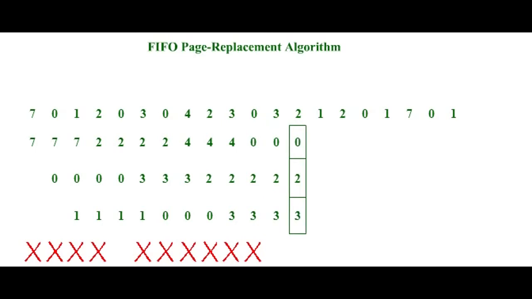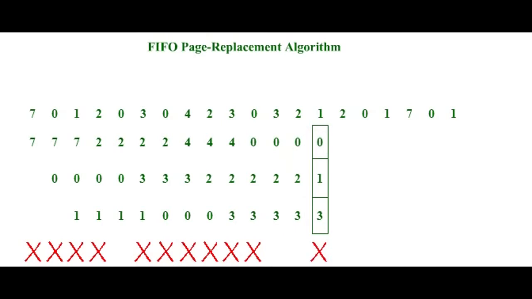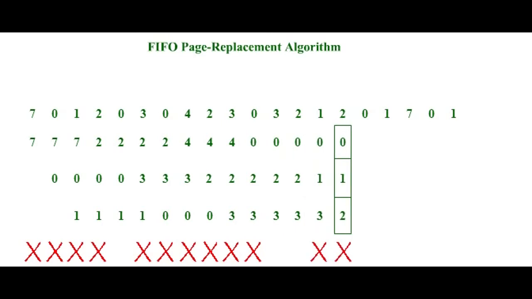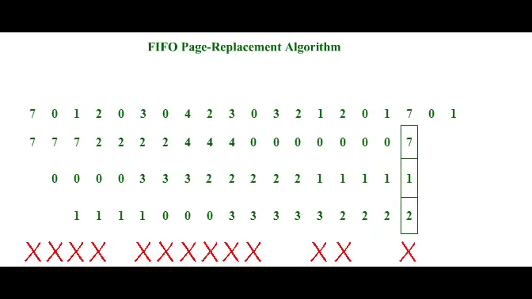Similarly for 2, no page fault occurs. Now 1 comes, it replaces 2. Now 2 comes, it replaces 3. Now 0, there is no page fault since it's already present. Now 1, it's already present, so no page fault occurs.